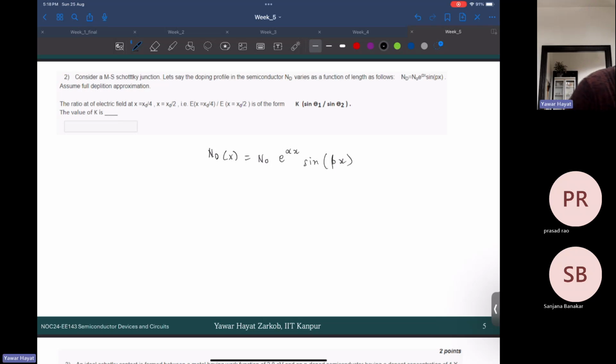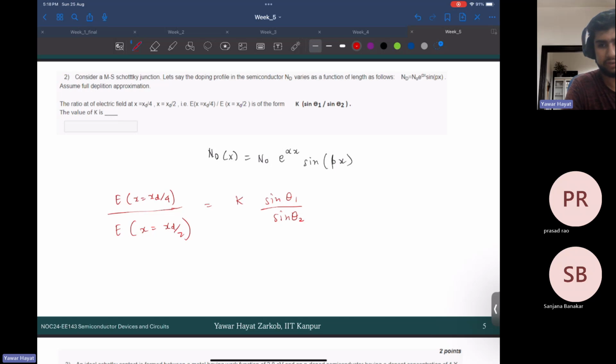Now, assuming the full depletion approximation, the ratio of the electric field at x equal to xd by 4 to the electric field at x equal to xd by 2, this particular ratio is of the form k sine of theta 1 by sine of theta 2. The ratio of the electric field looks something like this.